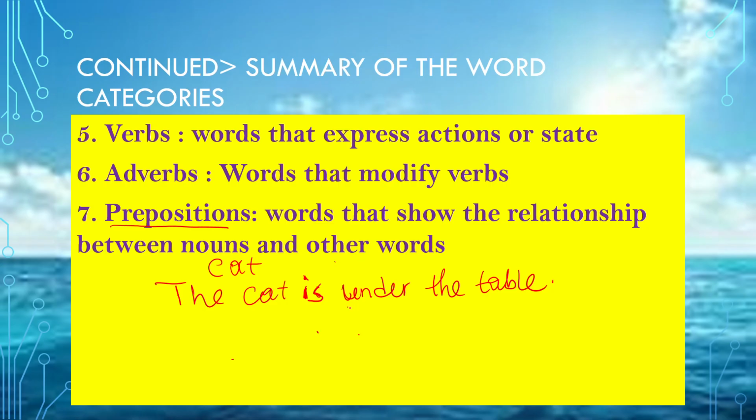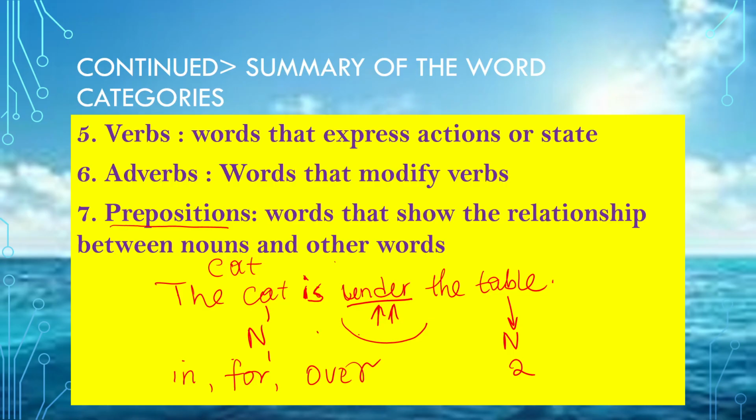So we have the preposition under, and the noun here is table. So we have noun number 1, noun number 2. How are they related? The relationship is being shown, of course, by the preposition under. We do have other prepositions like in, for, over, etc.